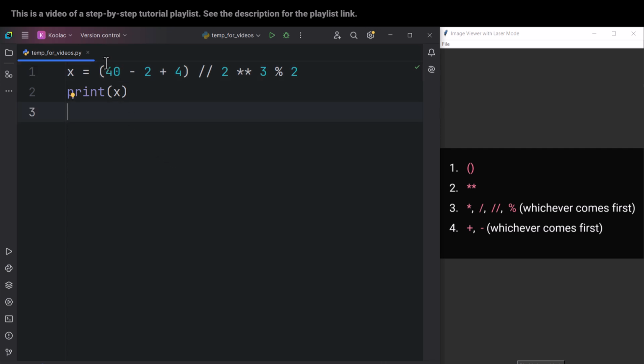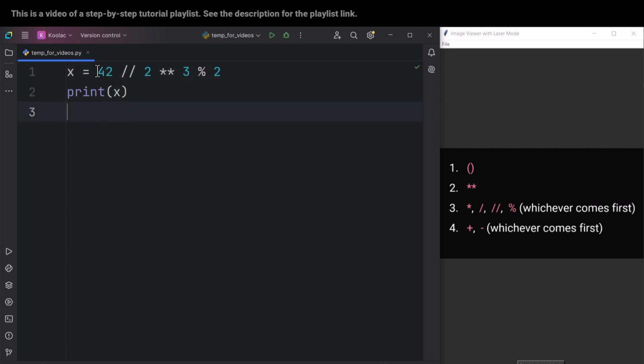Now we have an addition operator and also a subtraction operator. The question is, which one should be calculated first? The answer is whichever comes first. First of all, we should calculate this, which is 40 minus 2. So it is 38, and 38 plus 4 is 42. As you can see here, we have only one number inside that parenthesis. So actually, we can replace that with 42, and we can simply type 42.